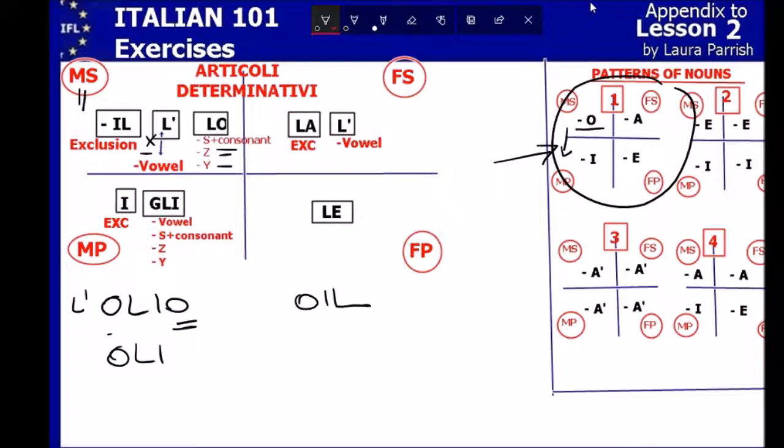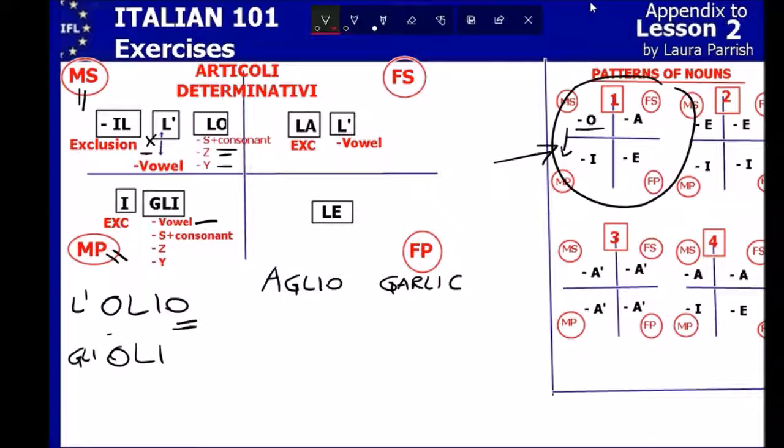So now we make it plural, so it's masculine plural. So you go here in order to find your article. Start with a vowel, yes, you find it: gli oli. So let's do another word starting with a vowel, for example, aglio. I love aglio and olio. Aglio, you know what aglio is? It is garlic.